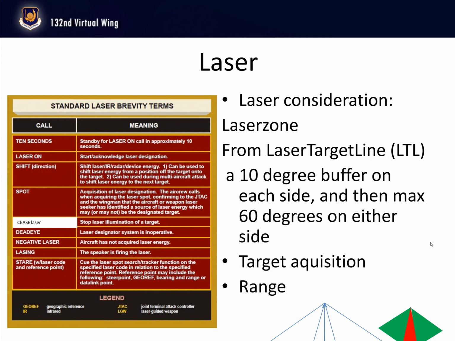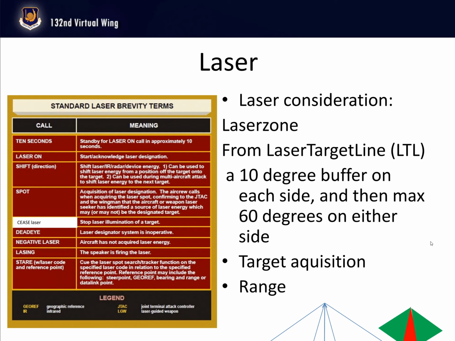Spot is for the aircraft. It is when the aircraft acquires a laser mark by the JTAC. Basically, we use lasers for two things. One of them is targeting for bombs, and the other is for target handover. Okay, it's two very different things.